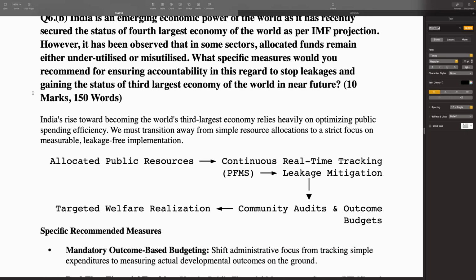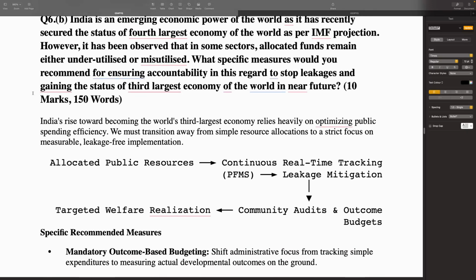Question 6b. India is an emerging economic power of the world as it has recently secured the status of the fourth largest economy of the world as per IMF projection. However, it has been observed that in some sectors, allocated fund remains either underutilized or misutilized. What specific measures would you recommend for ensuring accountability in this regard to stop leakages and gaining the status of third largest economy of the world in near future?